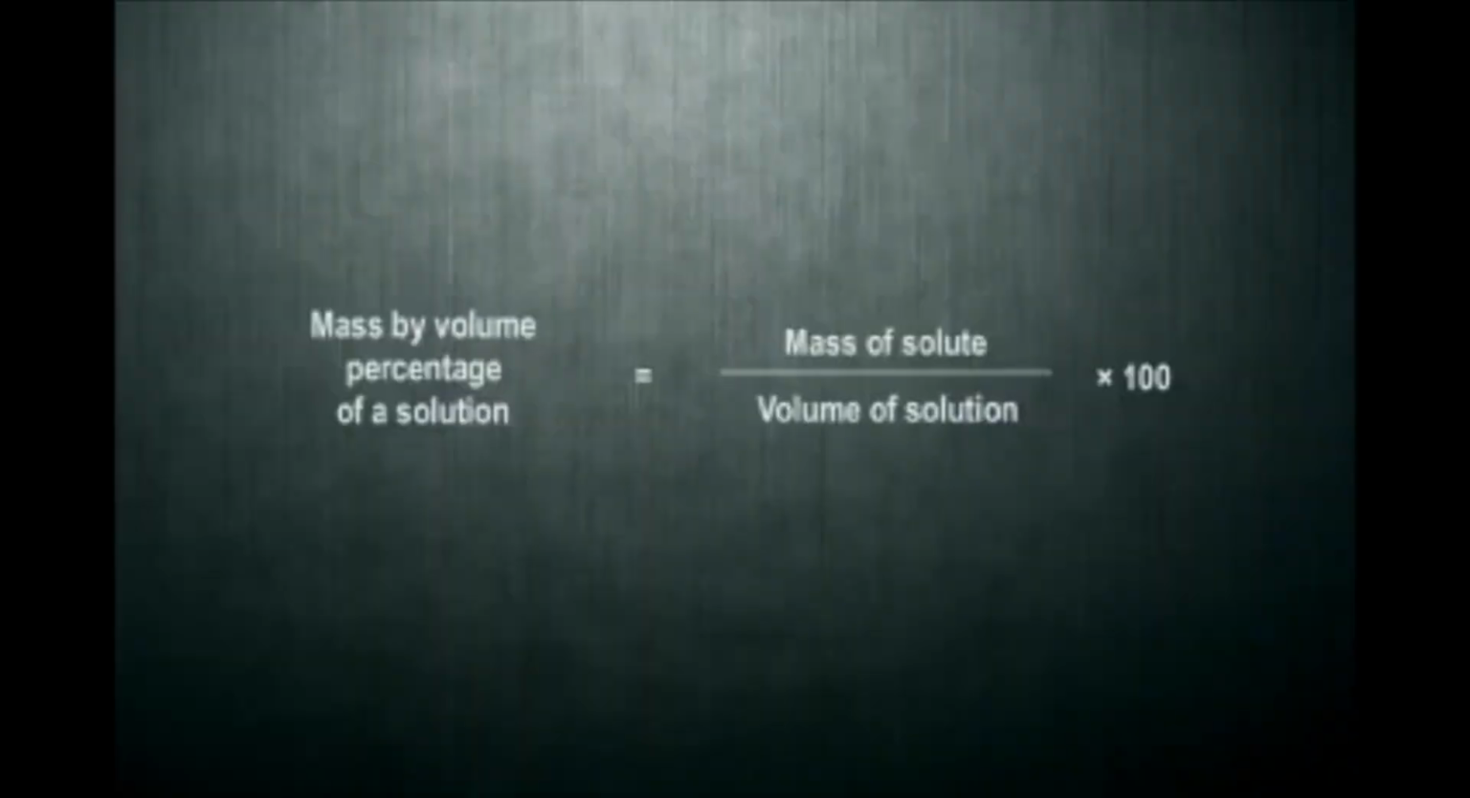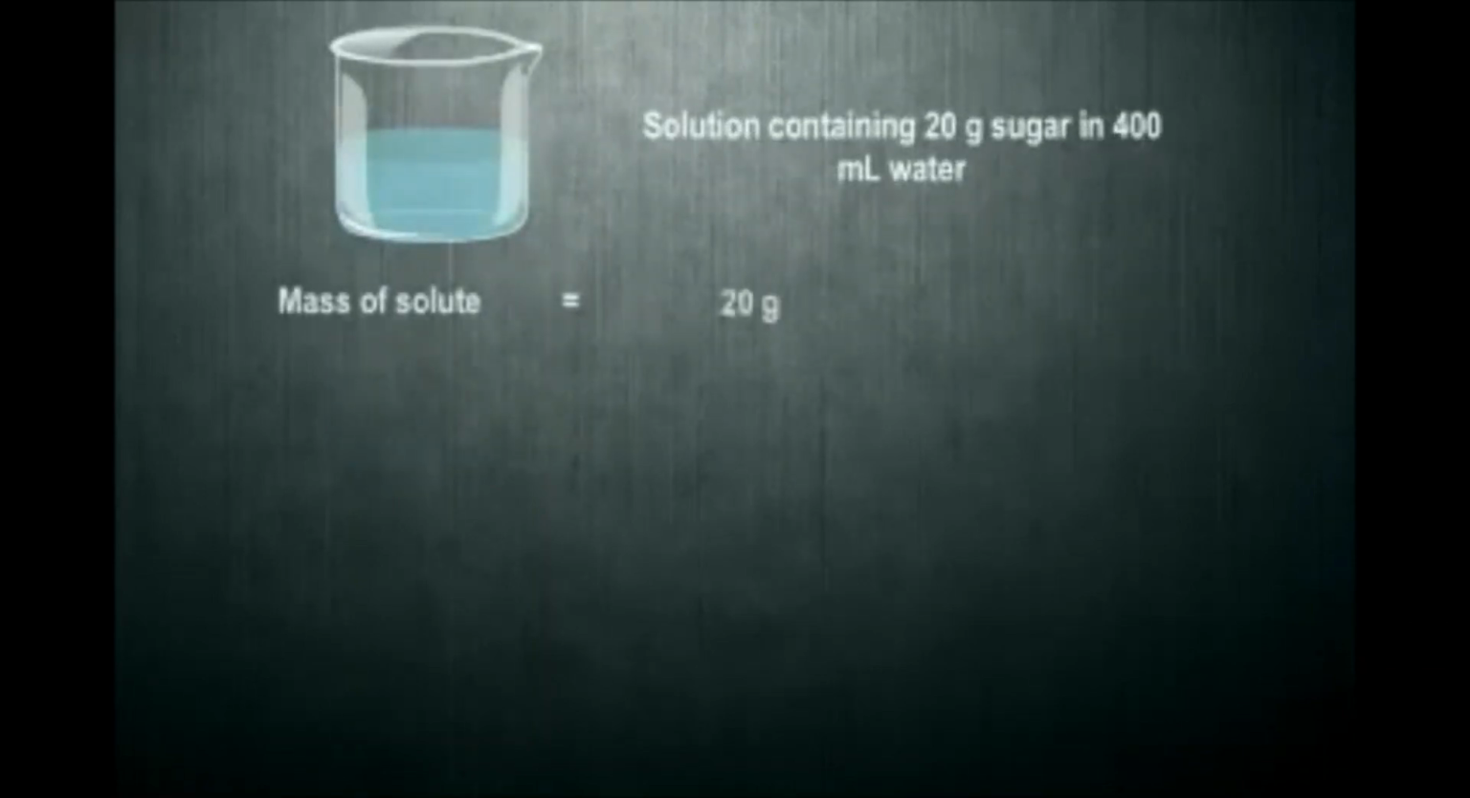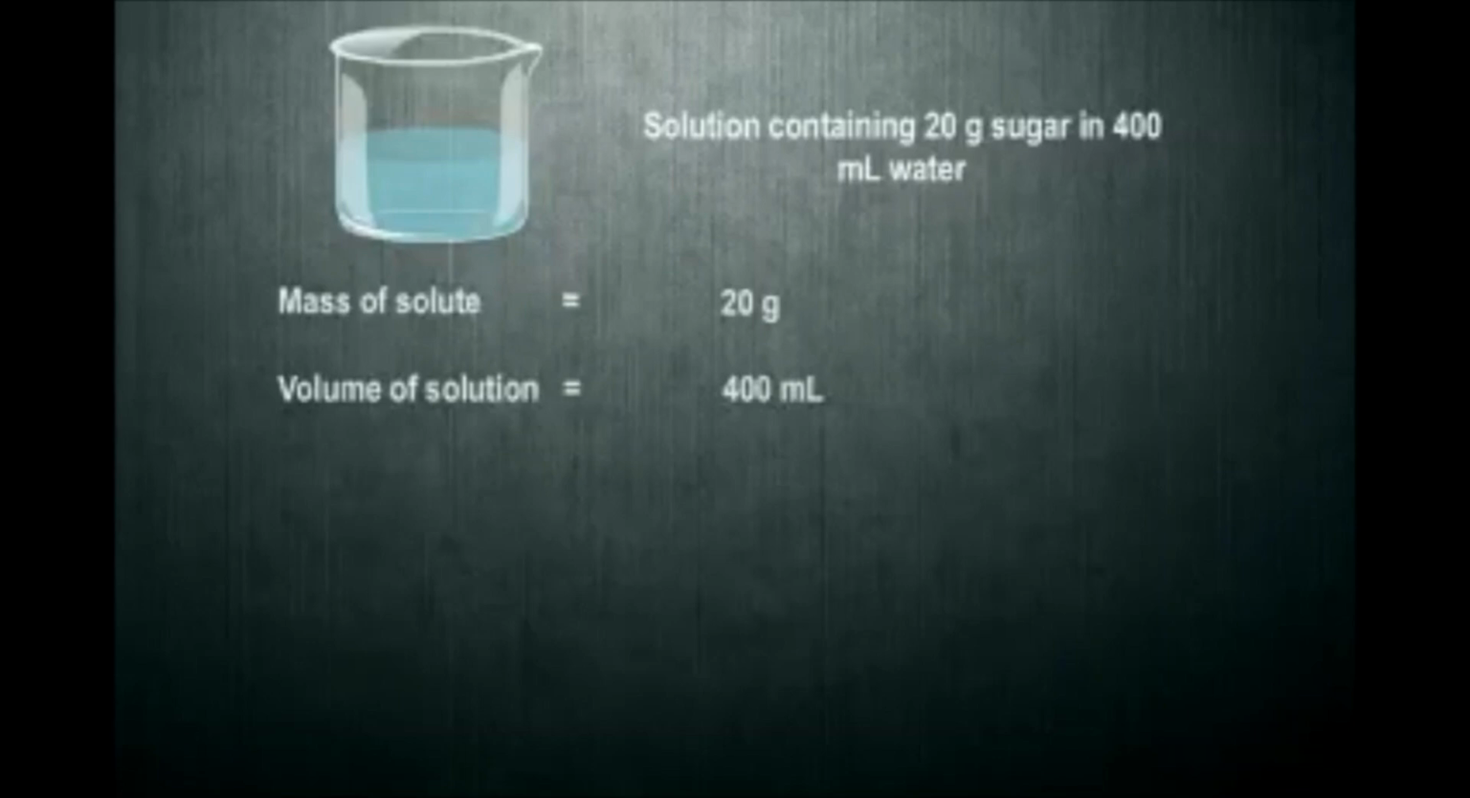On your screen, you can see the formula for mass by volume percentage of a solution. It's simple. Mass of solute by volume of solution into 100. Volume of solution, that's important. Now let's take an example. We have a solution that has 20 grams of sugar in 400 ml of water. What is the concentration in terms of the mass by volume percentage? Mass of solute we know is 20 grams. Volume of solution 400 ml. Simple application of our formula. 20 divided by 400 into 100, and that gives us the answer as 5%.